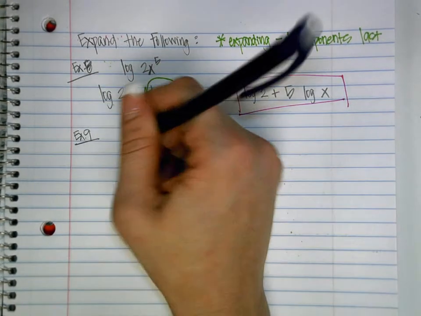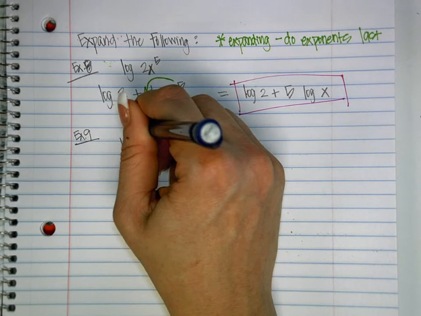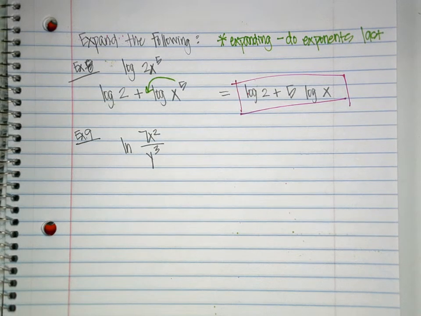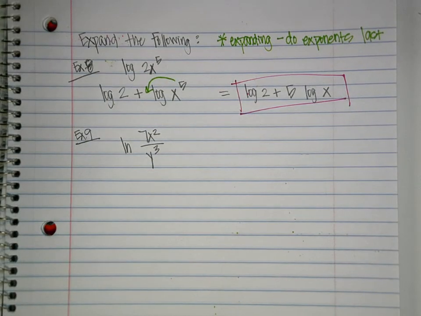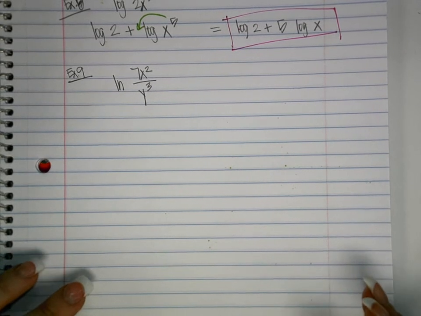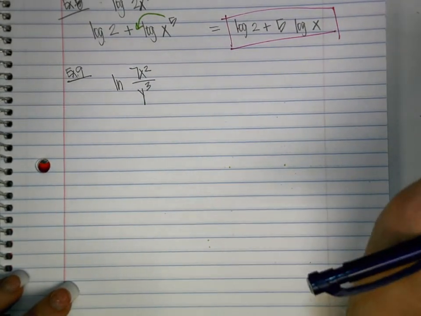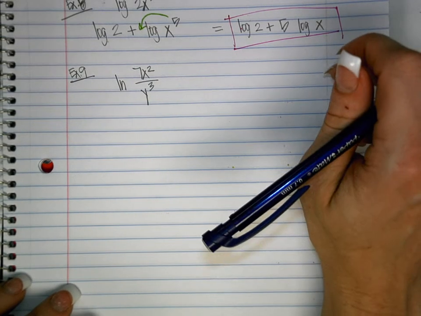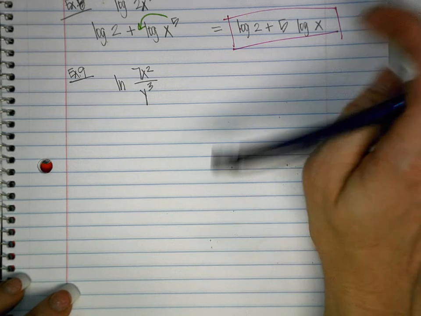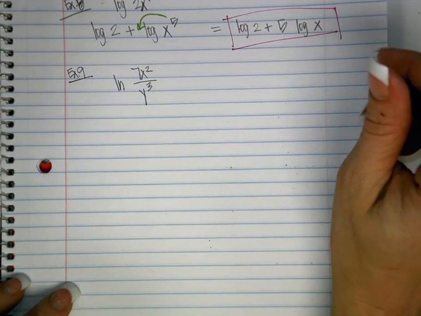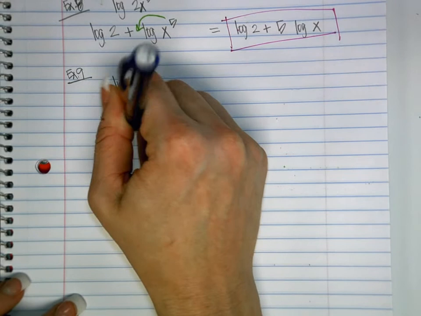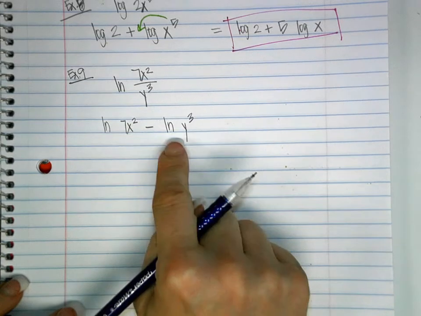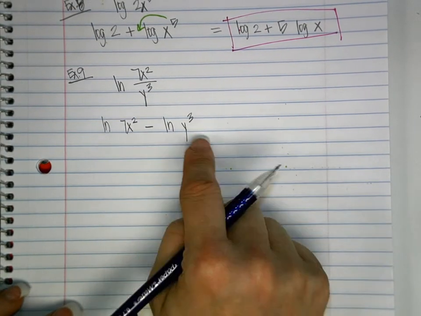How about expand natural log 7x squared over y cubed. Expand natural log 7x squared divided by y cubed. Keep in mind we want to work on the exponents last. So what's the first thing I'm going to work on here? I'm going to use the power rule, the quotient rule, or the product rule. Quotient, right? Division becomes subtraction. So natural log 7x squared minus natural log y cubed. The natural log part has to go with every single part. You can't just put 1 and then make them subtraction in between.